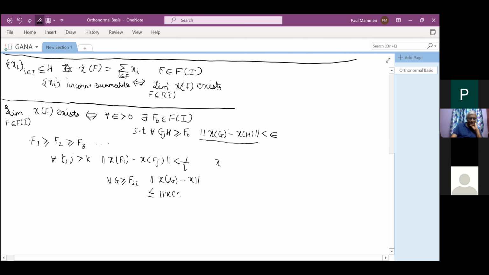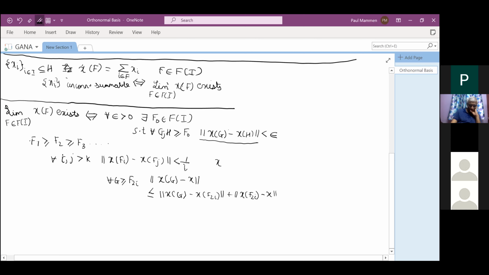is less than or equal to mod of xg minus xf2i plus mod of xf2i minus x. And now this is going to be less than 1 by 2i plus 1 by 2i, which is equal to 1 by i. And so this limit of the general Cauchy sequence that I got, the specific Cauchy sequence, will be the limit for all of these things.